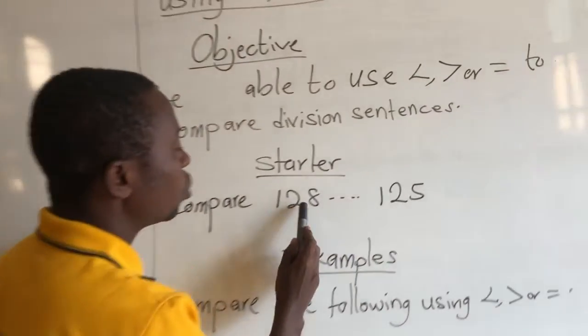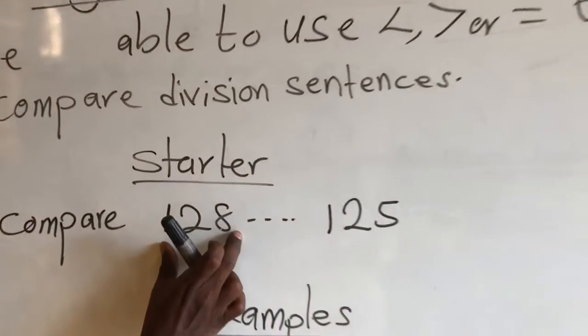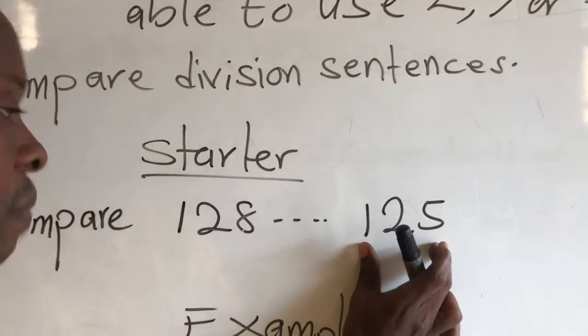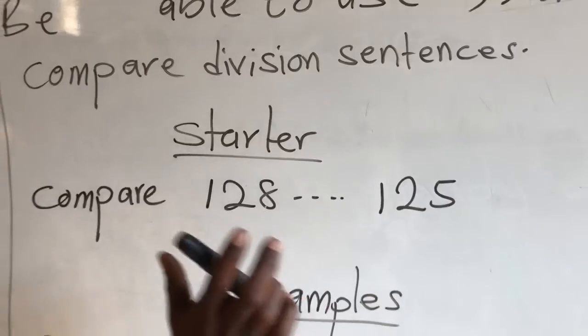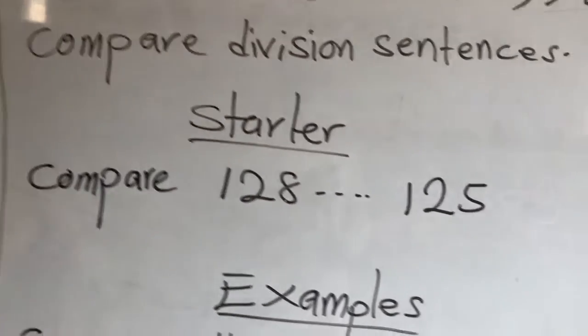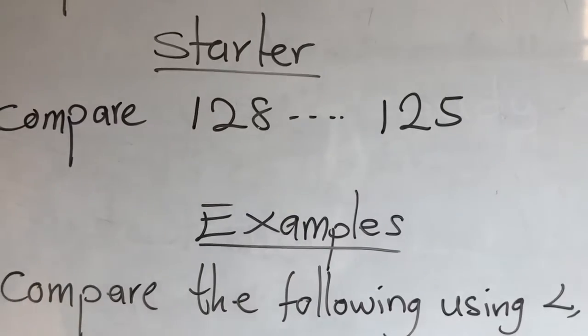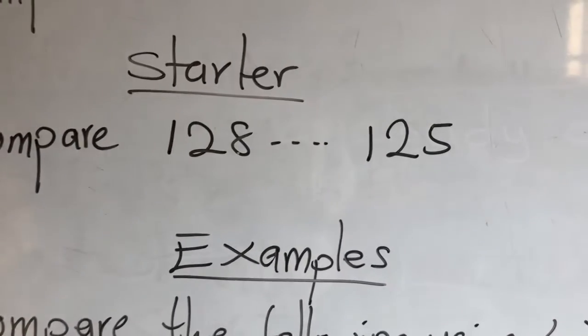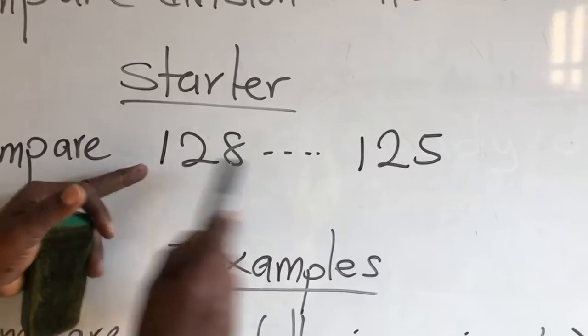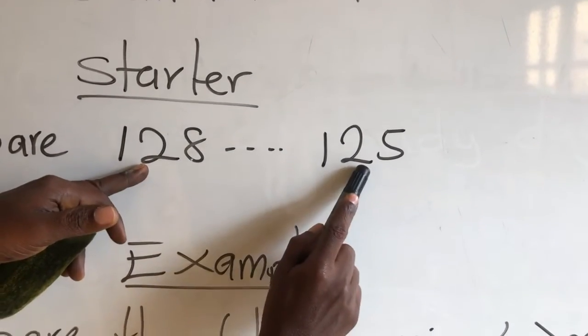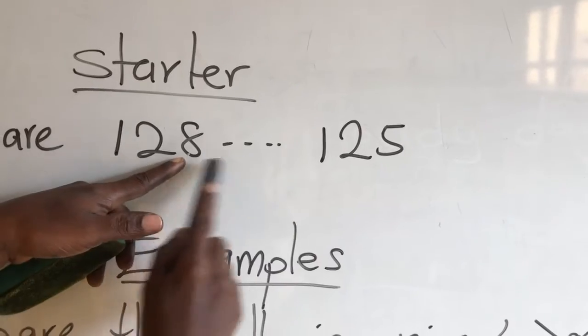We have 1, 2, 3. So this number has how many digits? 3 digits. And this one, 1, 2, 3, also has 3 digits. So we leave it. Now we are going to compare the place value, or the value of each individual number. Here we have 1 and 1, so we leave them. 2 and 2, we leave them. Then we have 8 here, 5 here.